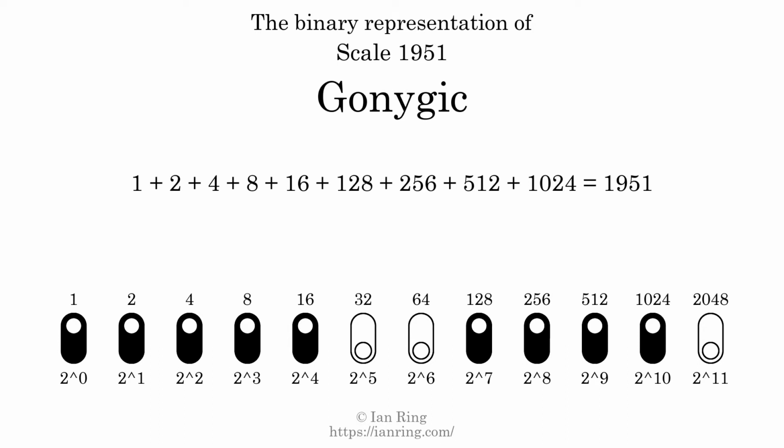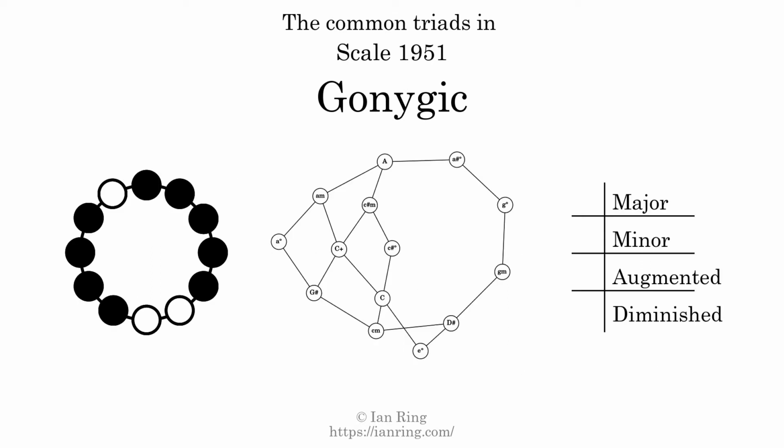1951. The scale number not only enumerates the scale with a unique index, but it also literally describes the tonal content of the scale. Represented as a binary number in base 2, the scale number is 0111100111111. Here are the common triads present in this scale.